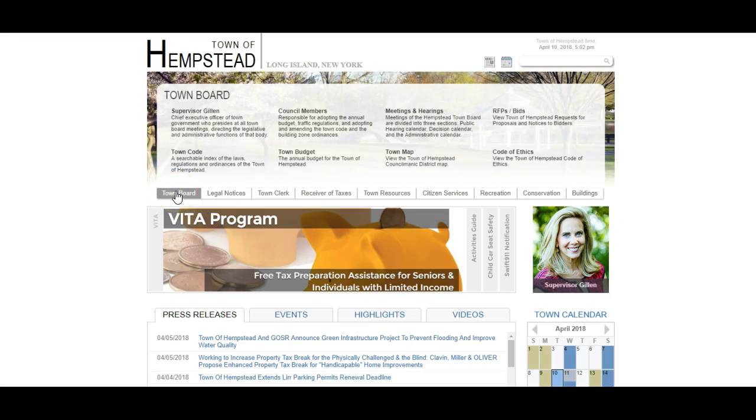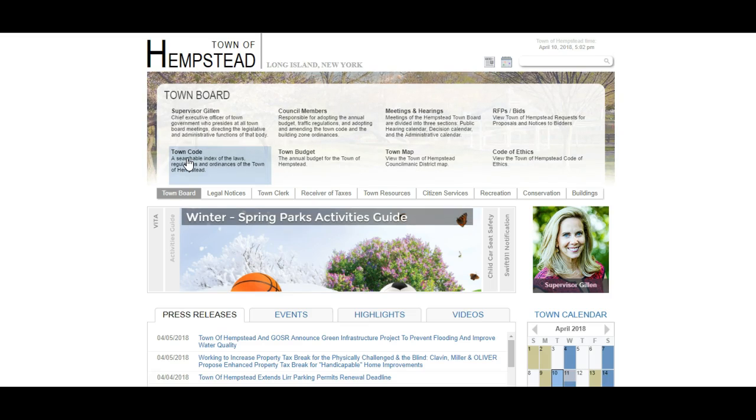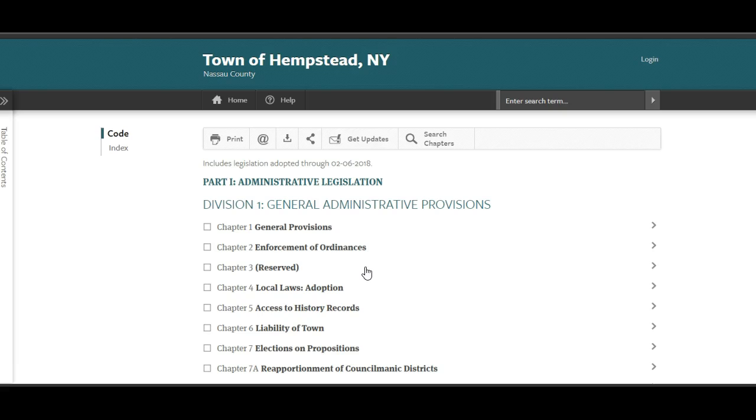To find the town code for the Town of Hempstead, turns out it's under the town board link. You may or may not guess that. Again, if you Google it, you'd probably find it easily enough. And here's the Town of Hempstead General Code. And more of these codes, municipal codes all over the country, are available for free online. And here you can get a sense of what they look like.